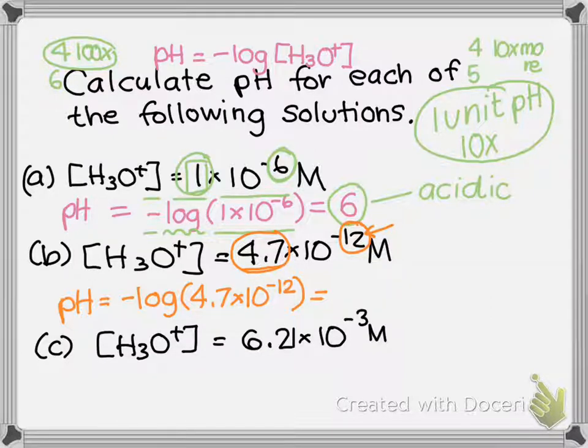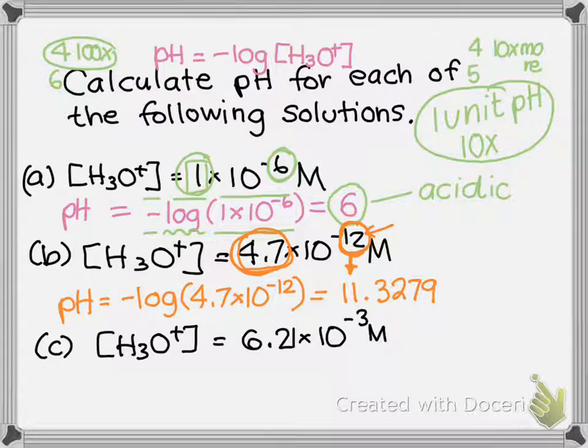I get 11.3279. Now this is what I was talking about. And this will be true, we'll look at it on the next problem. When the coefficient is not a 1, I can still begin to predict or know if I'm getting it right, because the first part of my pH will always be 1 less than the exponent.